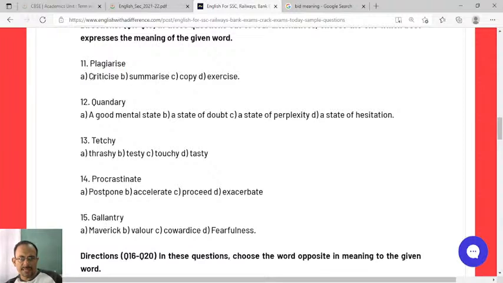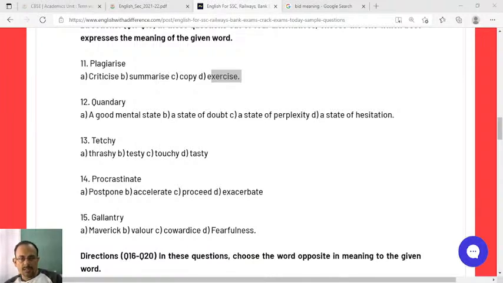Plagiarize. Plagiarize means what? Criticize, summarize, copy, exercise. Have you ever heard the word plagiarize? Yes or no? You tell me. If you know, tell me the answer. Okay, Sahil, Manusbi, and Nidhu say no. Okay, very good.